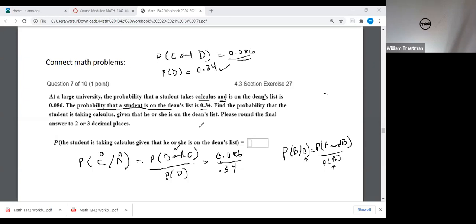0.086 divided by 0.34. And I get a decimal. It says round to 3 decimals, 0.2529, which rounds to 0.253.